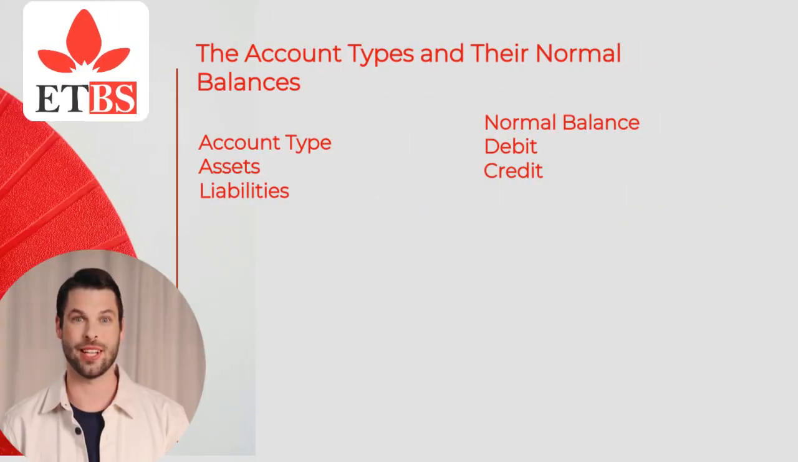7.4. The account types and their normal balances. Account type, normal balance. Assets: debit. Liabilities: credit. Equity, capital: credit. Revenue: credit. Expenses: debit. Understanding the normal balance helps determine how a transaction affects each account.